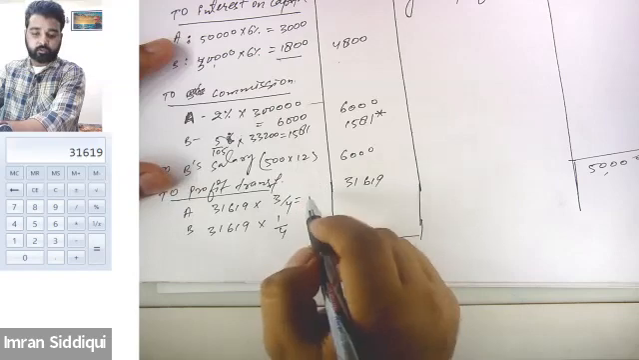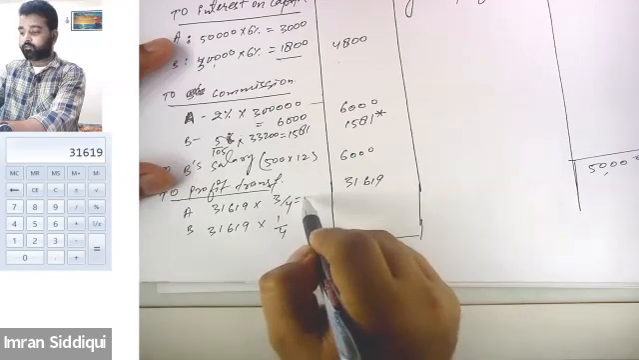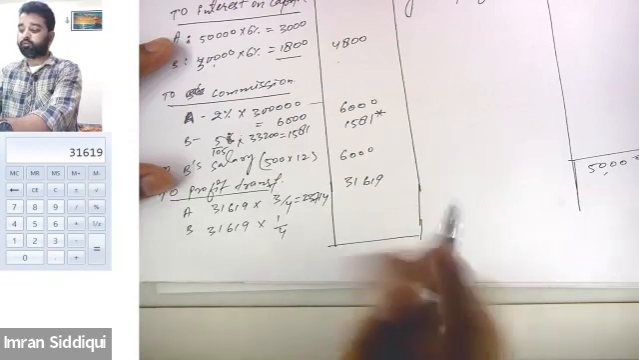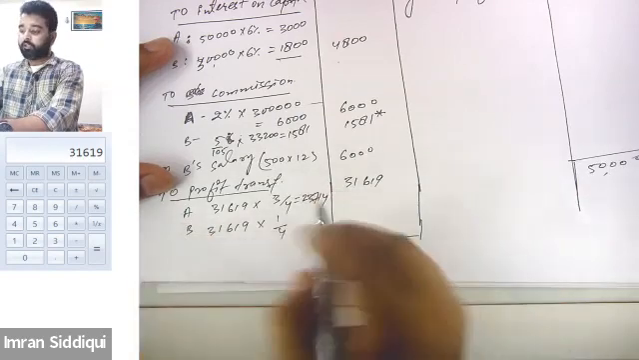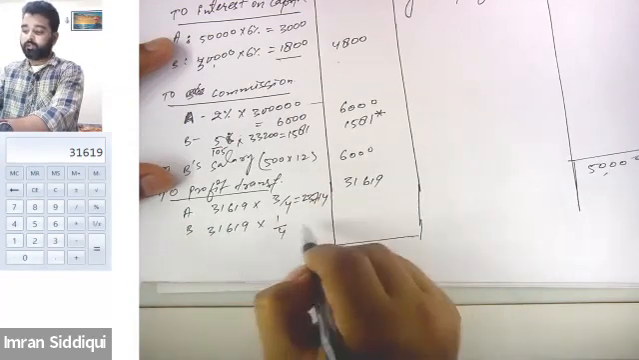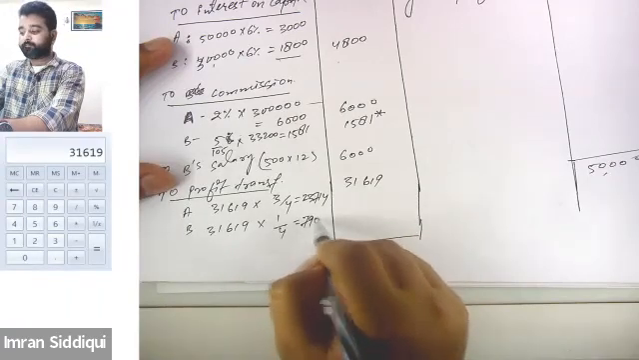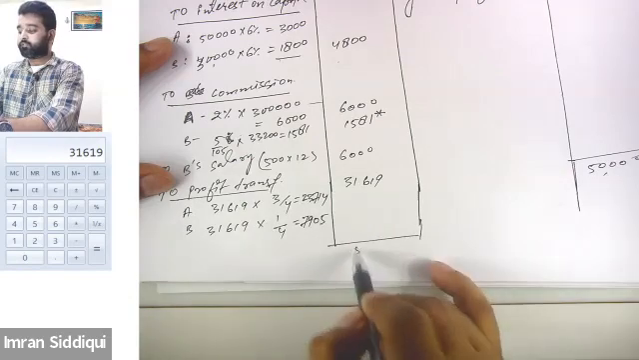Now we will write down the values: 23,714 for Mr. A, and out of 31,619, Mr. B will take 7,905. Total 31,619.